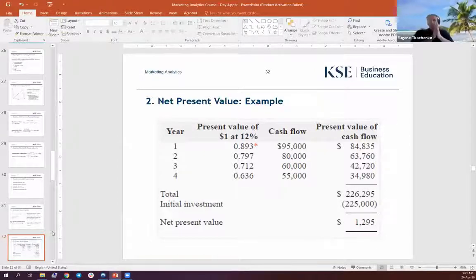So if we were dealing with, for example, a value of $1 in the first year, it was $1 worth. In the second year, let's say minus 12%, it would be 88 cents. So in the third year, it would be 12% off of 88 cents. Make sense?